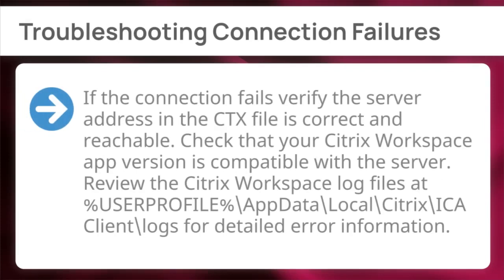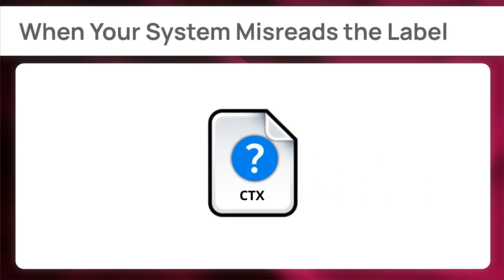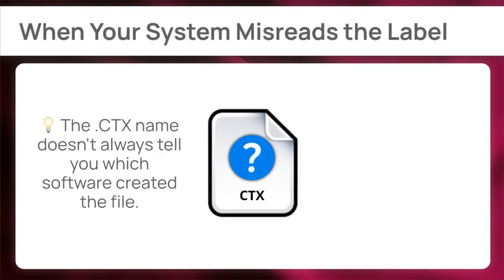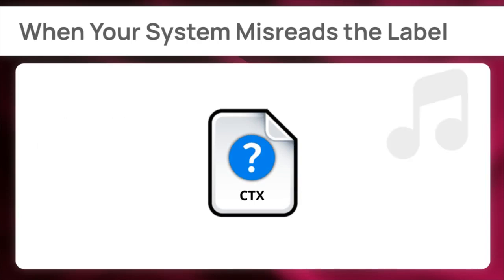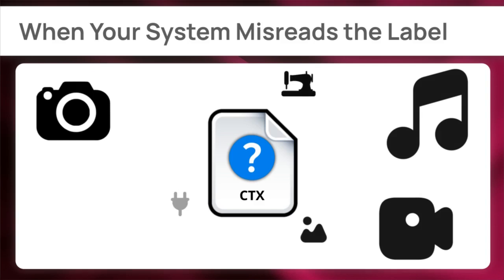Finally, troubleshooting connection failures. If the connection fails, verify the server address in the CTX file is correct and reachable. Check that your Citrix Workspace app version is compatible with the server. Review the Citrix Workspace log files at %userprofile%\AppData\Local\Citrix\ICA Client logs for detailed error information. If compatibility checks failed, it is likely because the file extension name is shared by different developers for unrelated formats, causing your PC to use the wrong reading language.